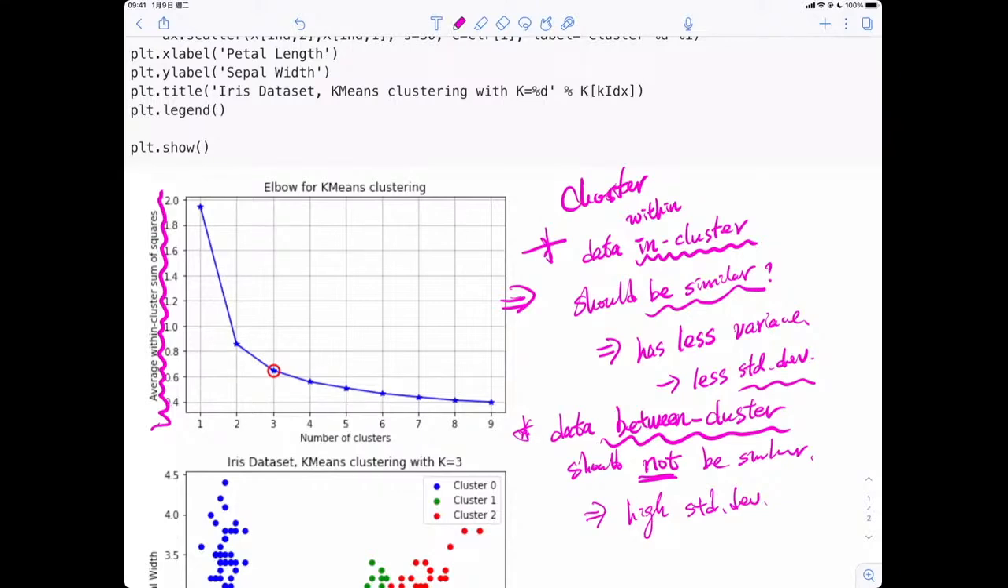to say, okay, I have a data set. If I cluster them using kMeans into one cluster, or 2 clusters, or 3 clusters, or 4, 5, 6, 7, 8, the standard deviation should decrease when there are more and more clusters, right?